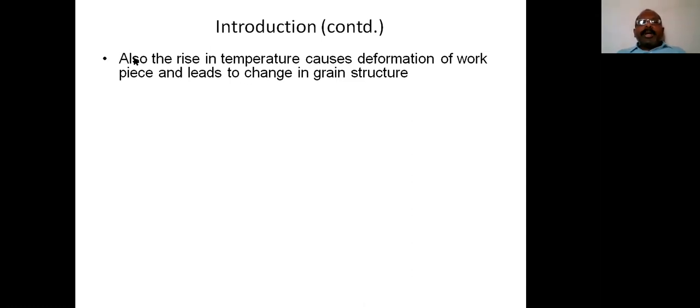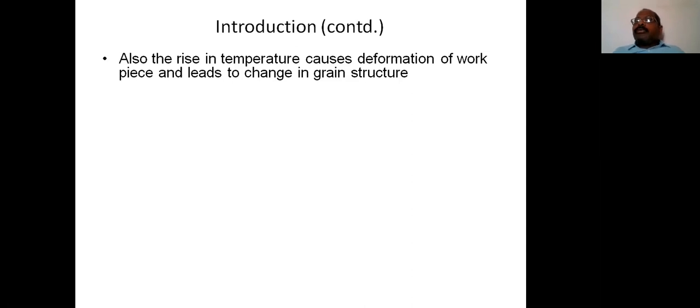So because of that rise in temperature, there is not only damage of the cutting tool and of the job, but the next important thing is deformation of the workpiece, which causes a change in the grain structure. So because of the increase in temperature, there are two drawbacks. One is simple: as the temperature increases, elongation or expansion takes place. In mechanics of solids, in the chapter on simple strains, we discussed thermal stresses.